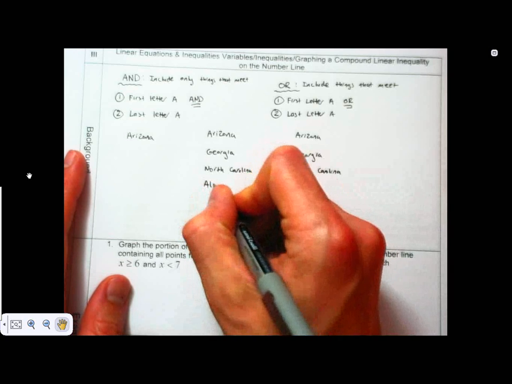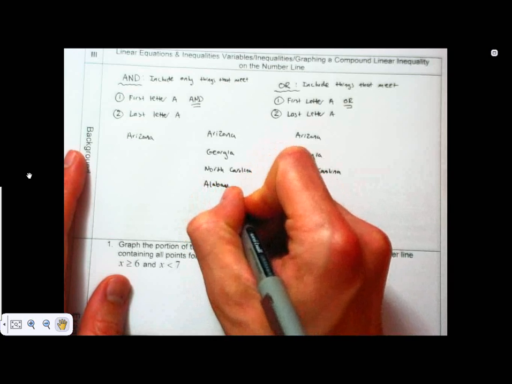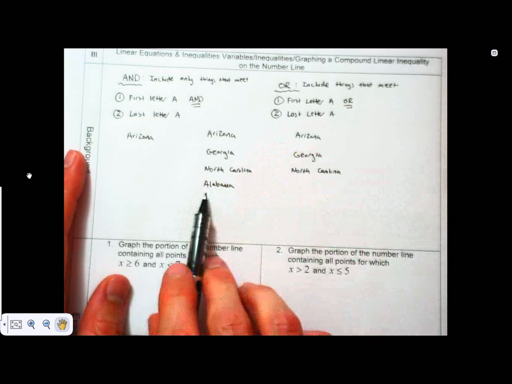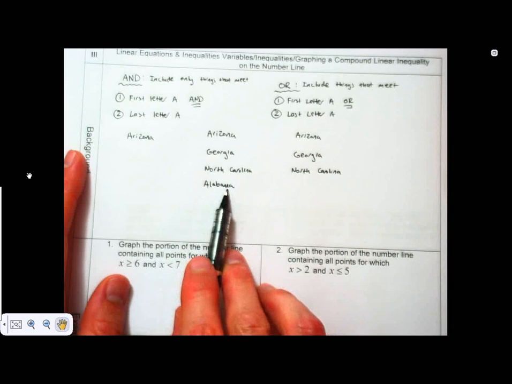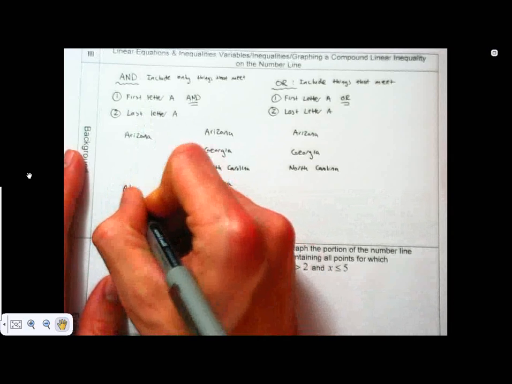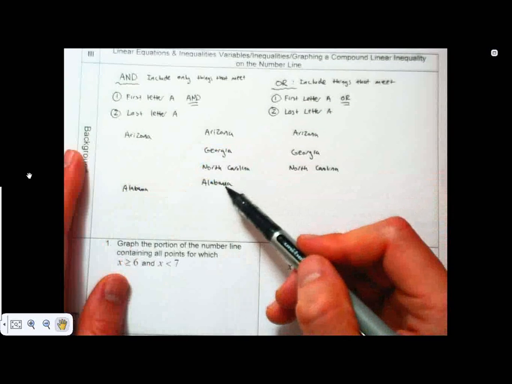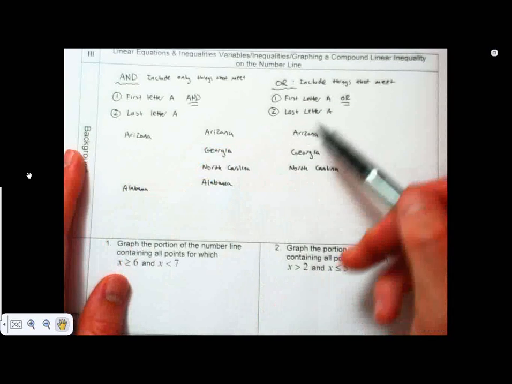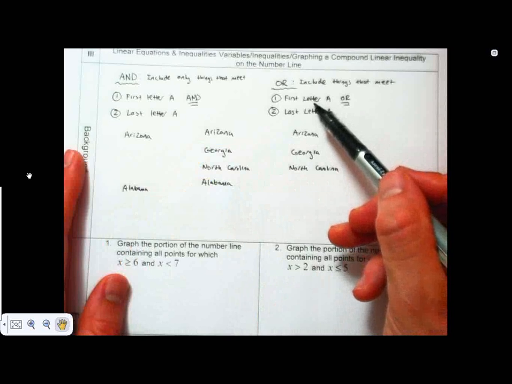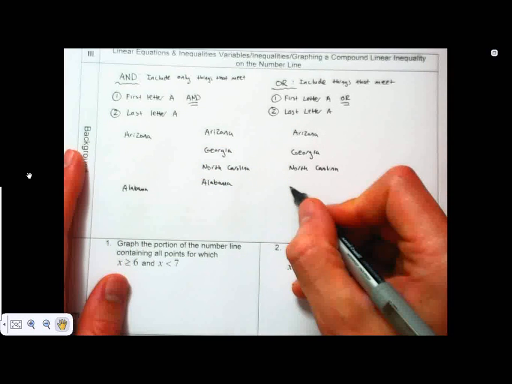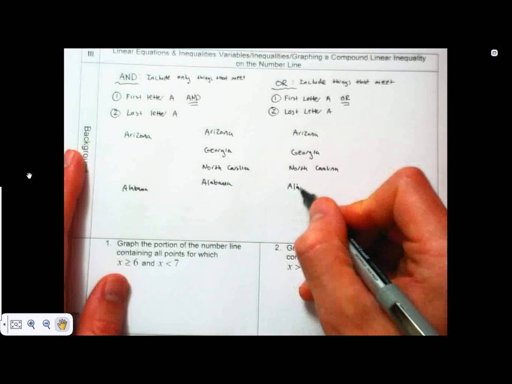Okay, let's look at another one, Alabama. Well, this time again, the first and last letters are A's, so it meets both conditions. So Alabama is going to go in this set. And since both the first and last letters are an A, it meets the first condition over here, plus it meets the second condition, so it meets both. So that means Alabama is going to go in this set as well.